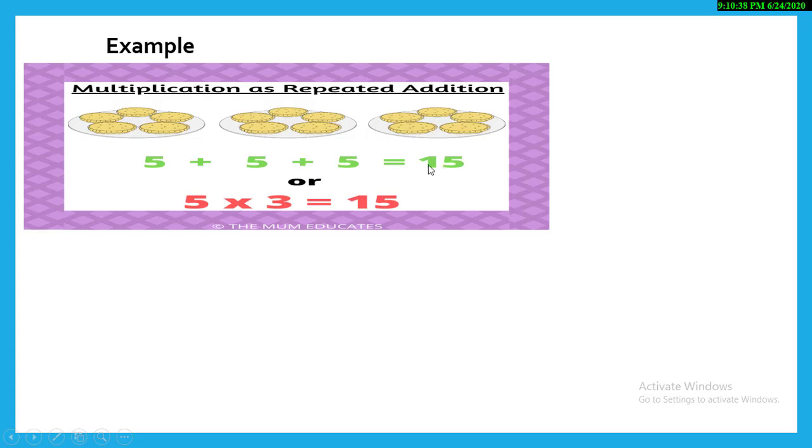And if you want to write it in multiplication form, you will use the cross sign. This cross sign shows multiply. So 5 multiplied by 3, the answer is 15. So I hope that you guys understand.